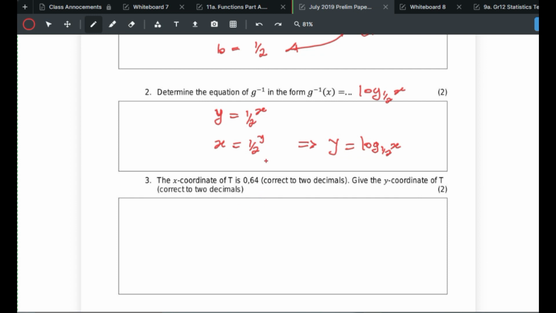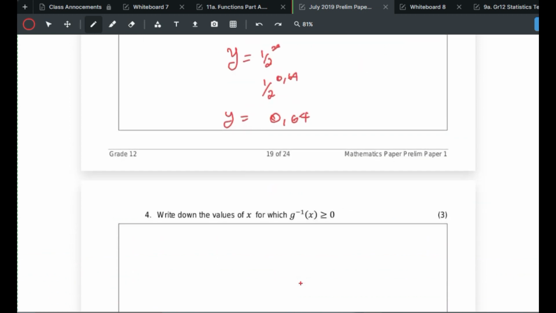I can take any of the equations, but probably we'll take the easier one, right? So it says y is equal to half to the x. So it is half to the 0.64. So what does that give you? 0.64. Half to the power 0.64 also gives you 0.64. Yes. Wow. Okay, 0.64. That's a crazy one. And when we're done, I'll check the memo to see if I hope I haven't taught you something wrong.